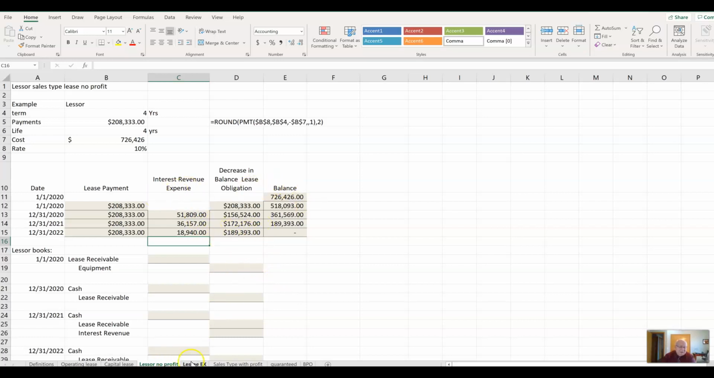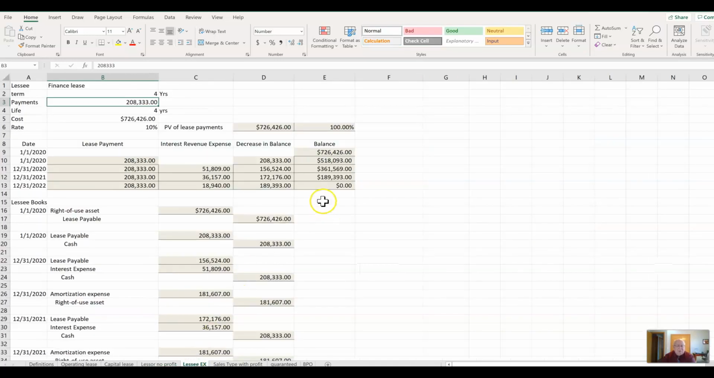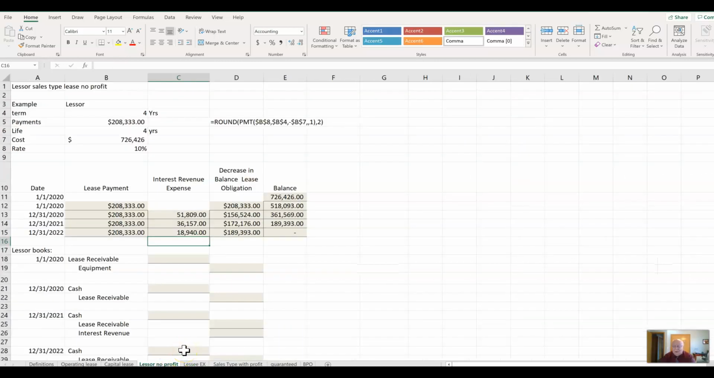If you notice, it's the same chart we had for this one over here, 189,393, 18,940, because it's the same set of numbers. Okay, so we don't have to change. We could just do it one time, just do the one chart. But this time, it's a little different. This is a sales type lease with no profit, because what the company did was buy the equipment to lease it out to somebody. They didn't build it.